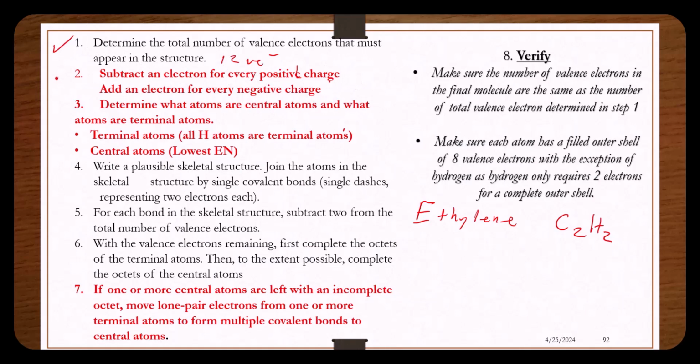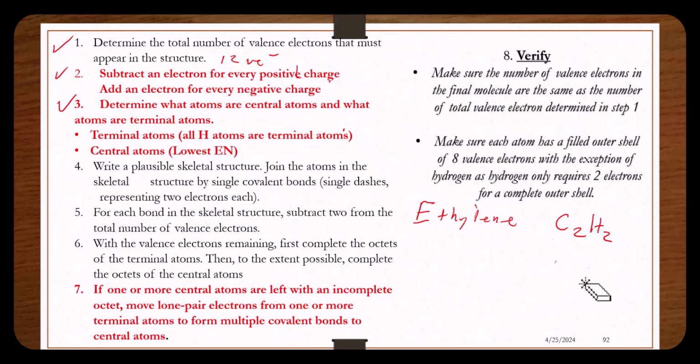Moving on to step 2, there is no charge, so we can skip step 2. Step 3, we determine what atoms are central atoms and what atoms are terminal atoms. We know that the hydrogen atoms are always terminal atoms, so the carbon atoms must be central atoms. So step 3 is complete.